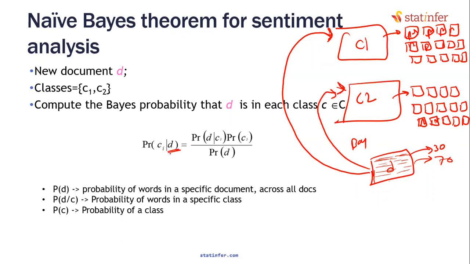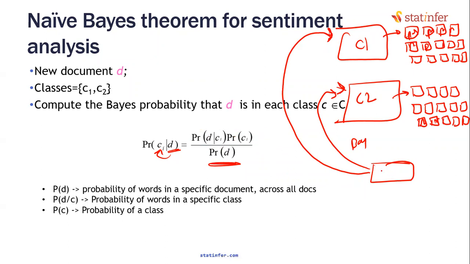Given D, is it coming from C1 or C2? Probability of D given C1 into probability of C. Let us take a simple example to understand how these probabilities are calculated. All these probabilities are calculated internally, using the formula, which is an extended form of this. But if we have to manually calculate these with our own hands, how are they calculated? Let us take one example.